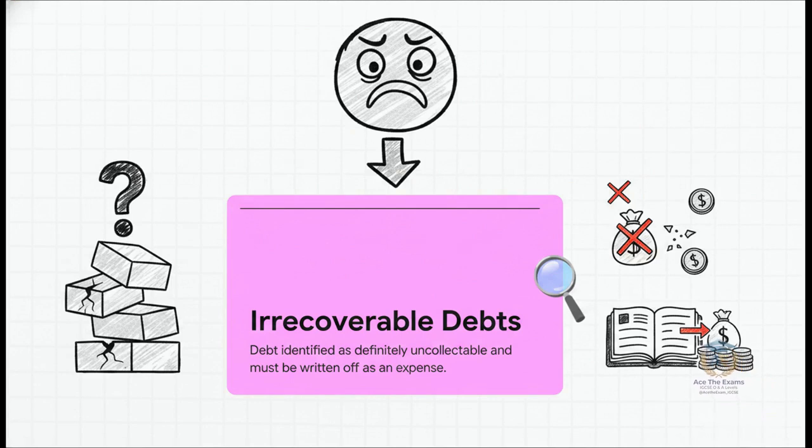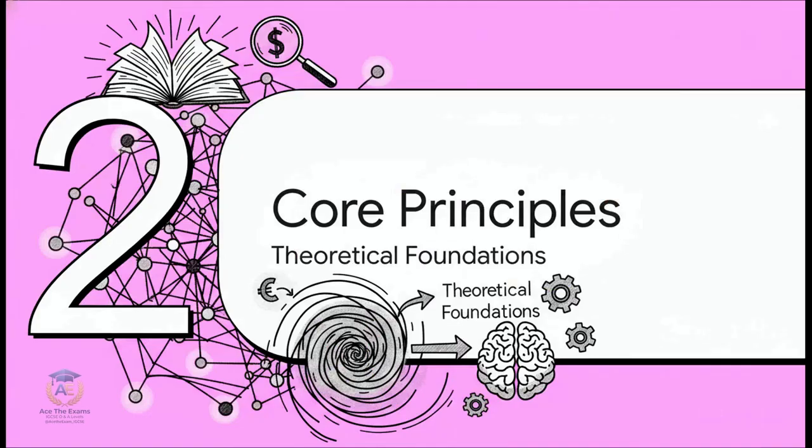And because of that, it must be written off to the income statement as an expense, which directly reduces the trade receivables balance. The examiners explicitly state that we must define these terms before using them in extended high-tariff responses. By establishing this crystal-clear definition right out of the gate, you immediately signal to the examiner that your theoretical architecture is rock solid.